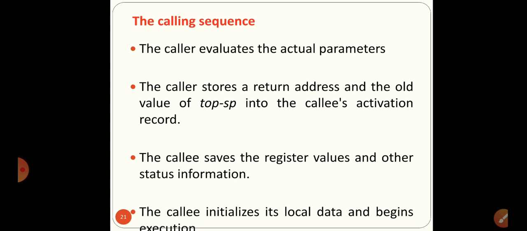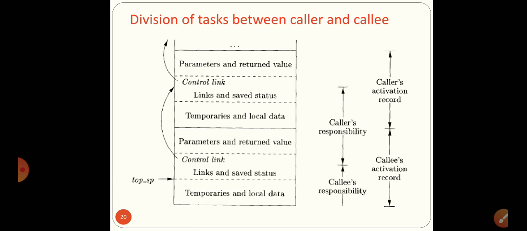The calling sequence is that the caller evaluates the actual parameters given by the user. If the parameters change, it will change the output of the function. The caller stores the return address and the old value of top SP into the caller's activation record. The callee saves the register values and other status information, then initializes its local data and begins execution, as we discussed in this diagram.